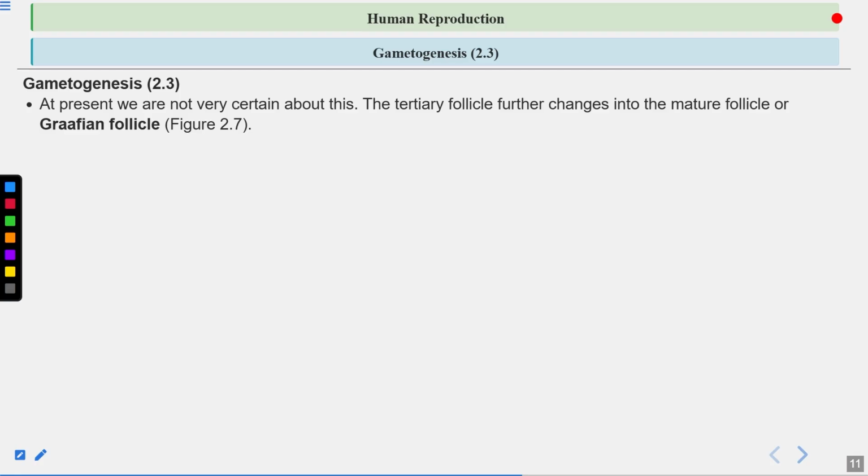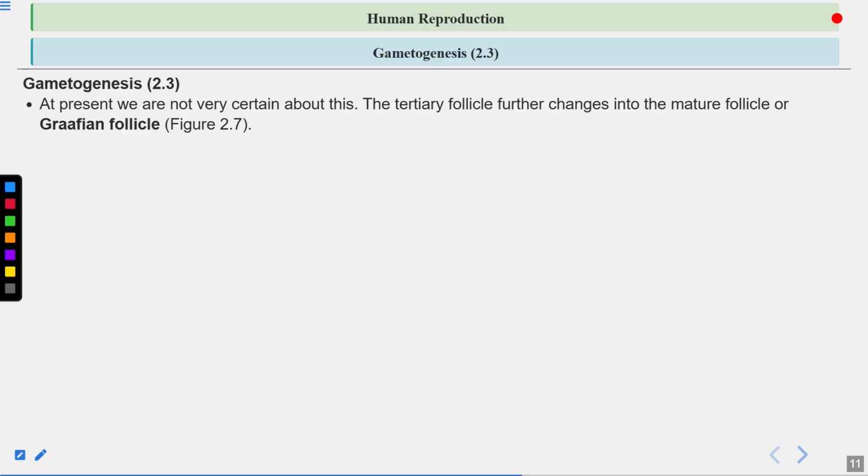Now, at present, we are not very certain about this. Means they are talking about the polar body. So some say the polar body degenerates, and some say the polar body divides. But usually they degenerate because they have minimum cytoplasm. Okay.